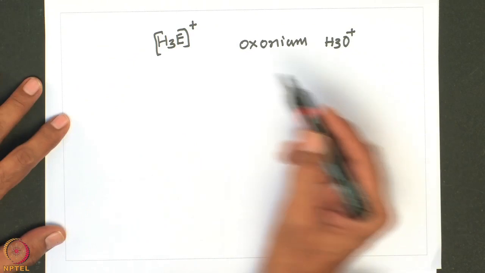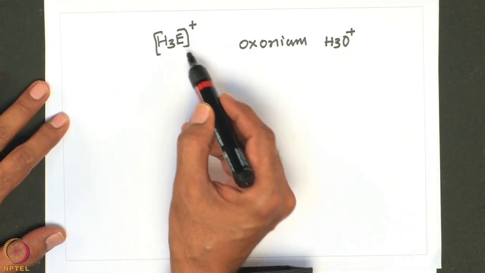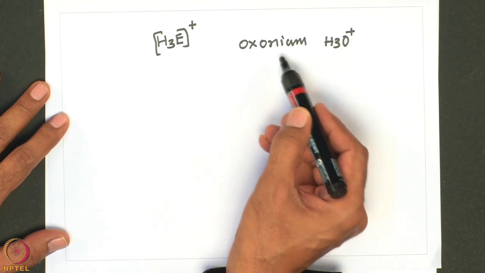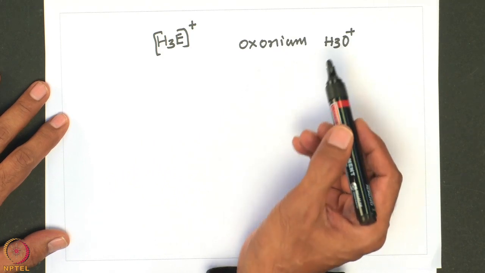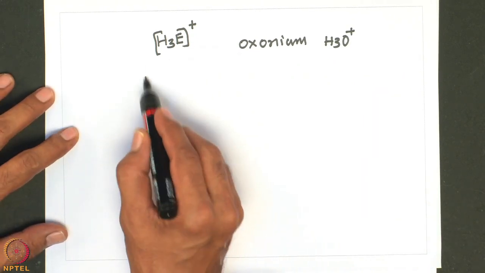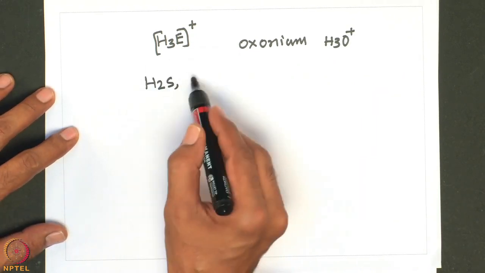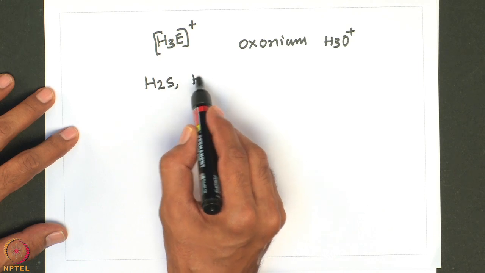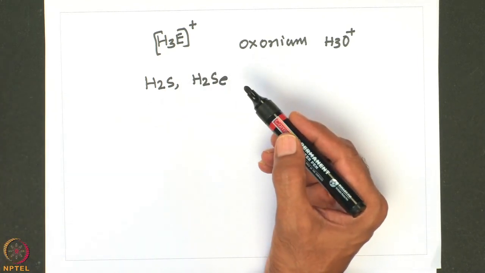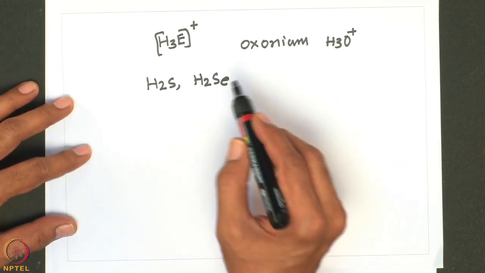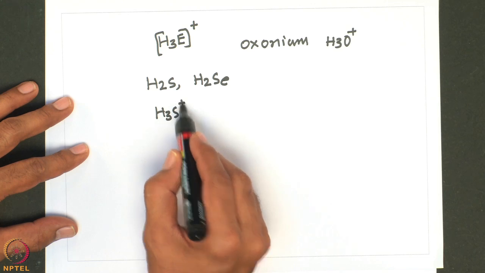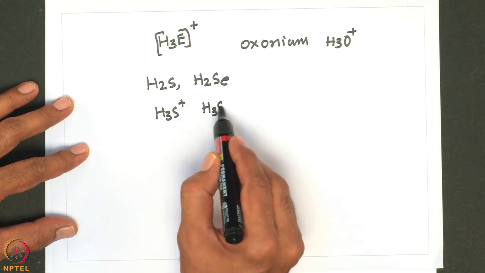So, cationic onium ions of this type are known. A typical example is oxonium, H3O+. Although H2S and H2Se have lower basicity compared to water, one can also make the corresponding H3S+ and H3Se+.